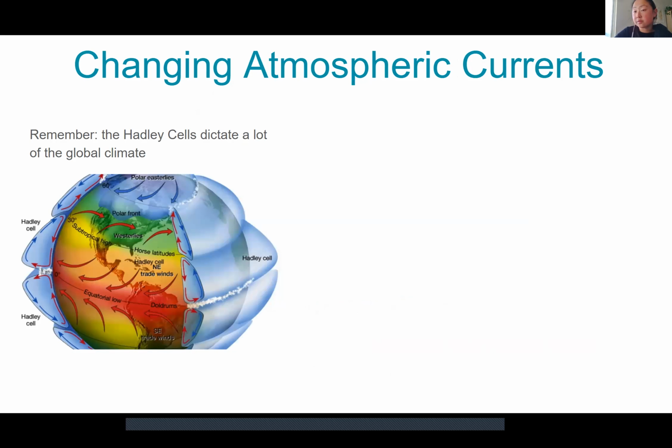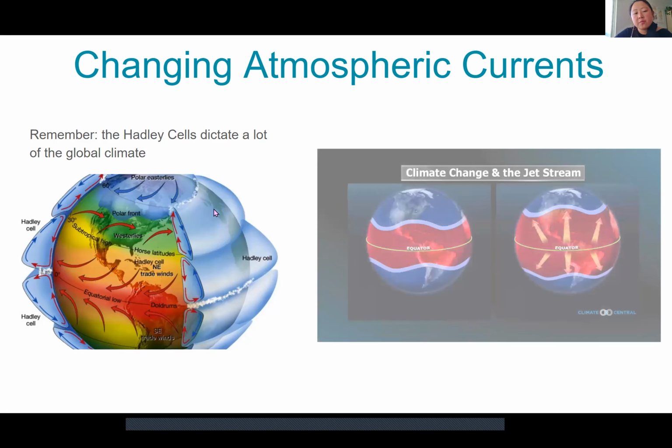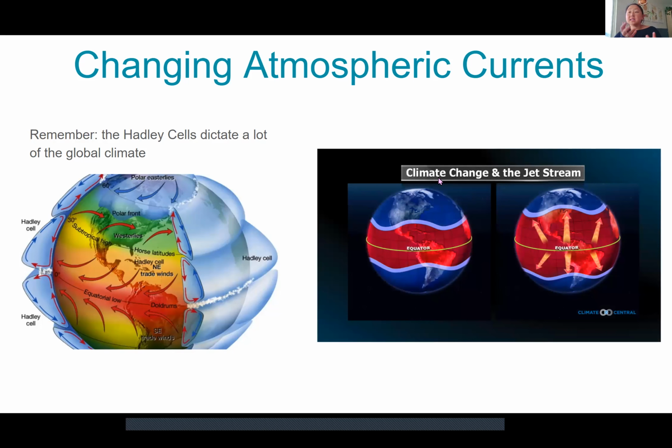If you remember from Unit 4, we studied the Hadley cells. And remember, the Hadley cells are very dependent on the ocean, right? Such as El Nino and La Nina, right? So if the Hadley cells are being influenced, then there are going to be currents, like the jet streams, that are being altered because of temperature.